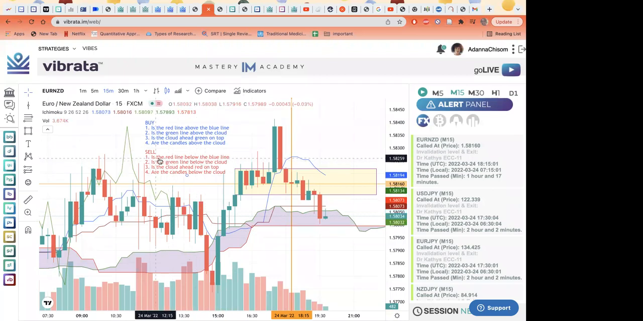All right. So is the red line below the blue line? And in this case, it's true. The red line is actually below the blue line. So let's look at point number 2. It says, is the green line above the cloud?